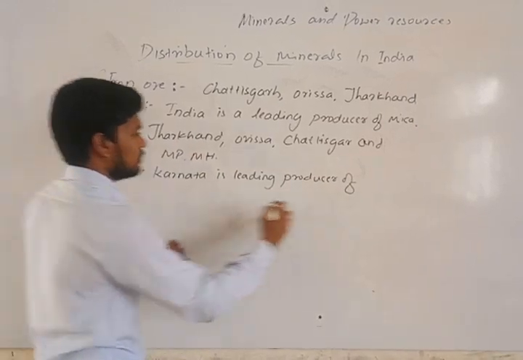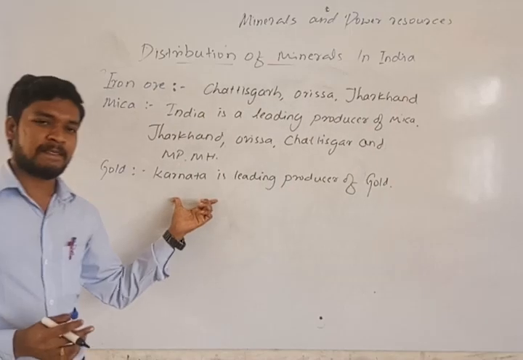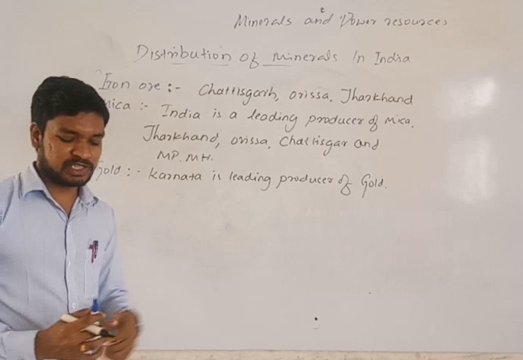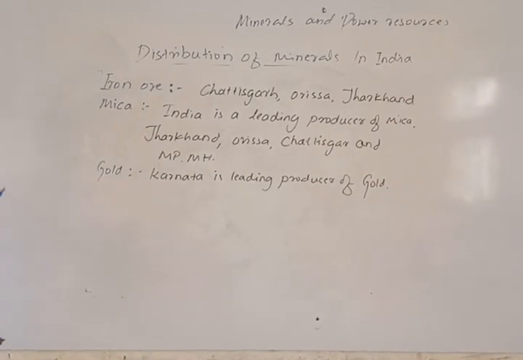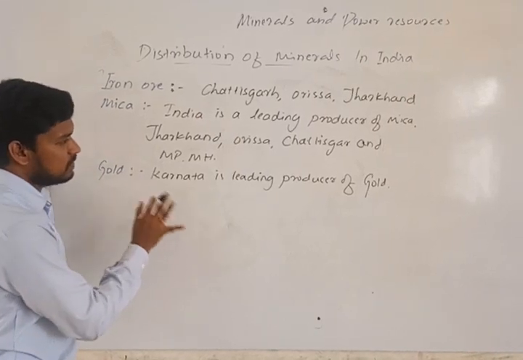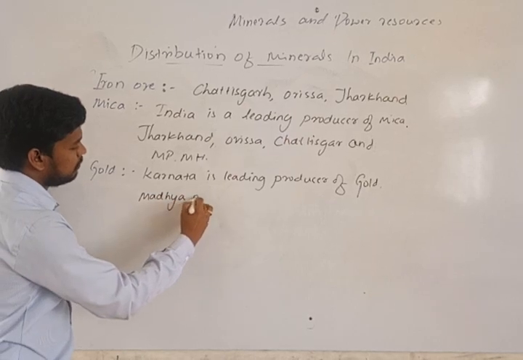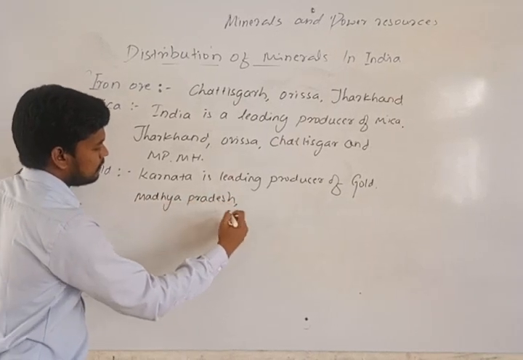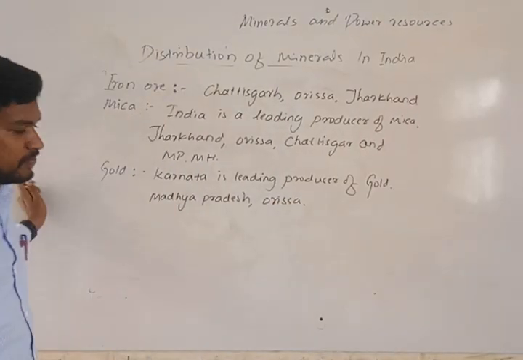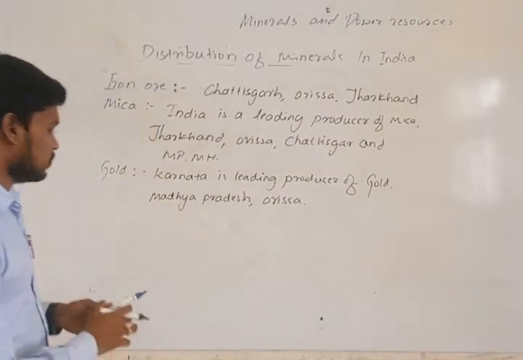Of gold. Karnataka is a leading producer of gold, as you know. And we have KGF, Kolar. There we have a more deposition of gold. So Karnataka is a leading producer. Apart from that, along with Karnataka, we have a deposition of gold in Madhya Pradesh and in Orissa, partially, not full. Like in Karnataka, we have more deposition, but not here. And partially, we find some part of gold there.